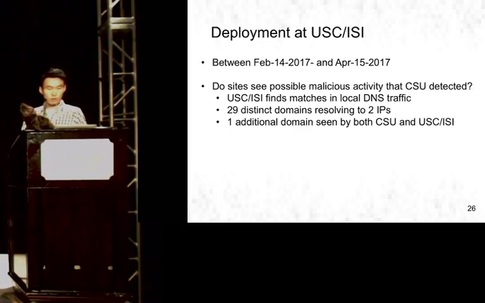Between February and April this year, they detected 29 distinct domains resolving to 2 IP addresses. And they also found 1 match for both CSU and ISI.